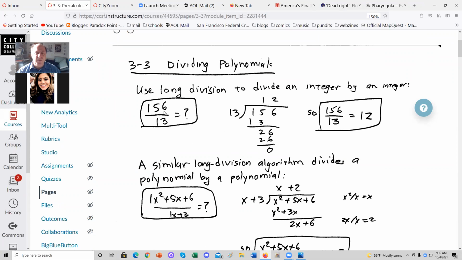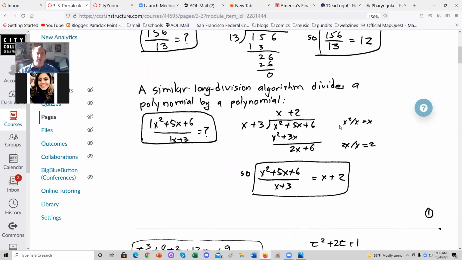So for example, 156 over 13 is what? Well, right, 156 in here, the 13 outside the bracket. 13 goes into 15 once, so put a 1 there. 1 times 13 is 13. Subtract, left with a 26. 13 goes into 26 twice. Twice 13 is 26. Subtracting it, nothing. So therefore, 156 over 13 equals 12, like that.